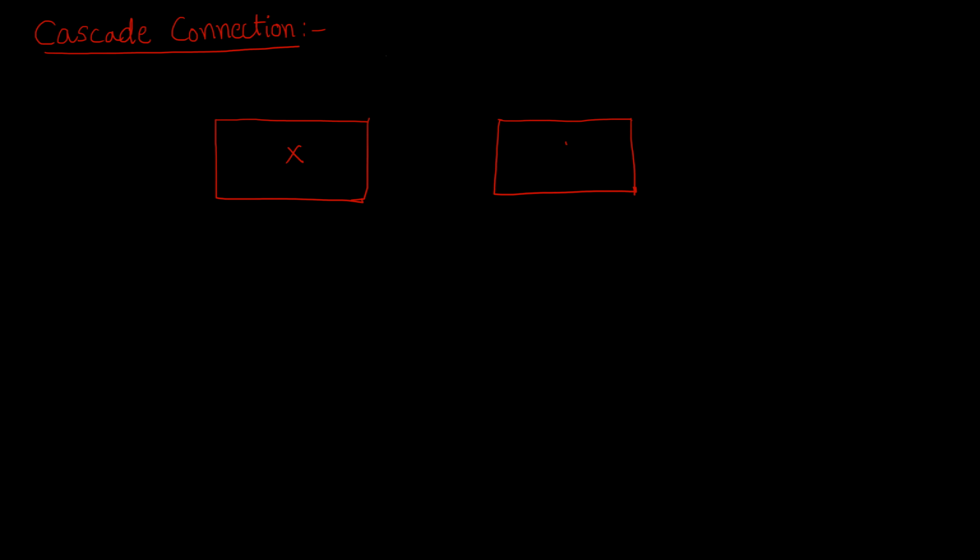Okay, network X and network Y. Now I'm drawing the terminals. These are the input and output port terminals, and for network Y I'm also drawing them. Now what can we do?